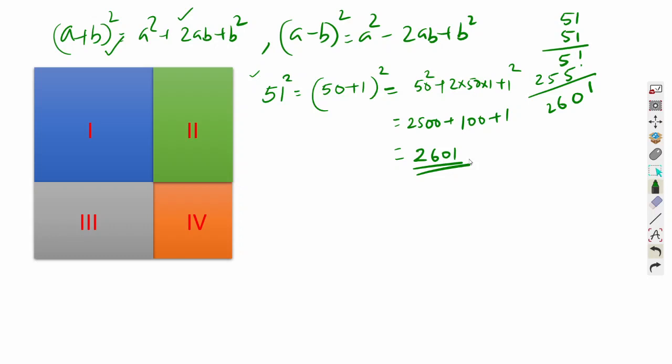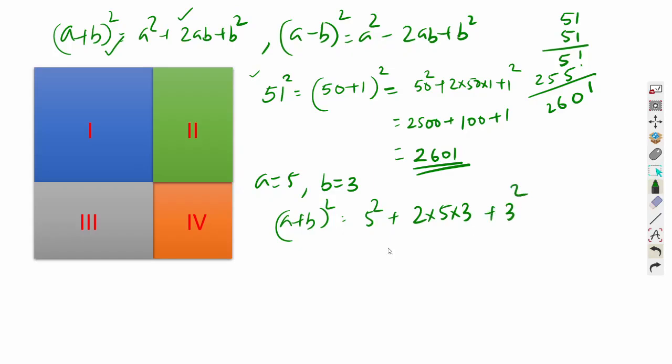If you are simply asked to find out, if a is equal to 5 and b is equal to 3, then what is (a plus b) whole square? In that case you will write that a square is 5 square, 2ab means 2 into 5 into 3, plus b square is 3 square. Understood? Which is equal to 25 plus 2 5s are 10 into 3, 30, plus 9, which is equal to 64. This is not a big thing, but this is a big thing.